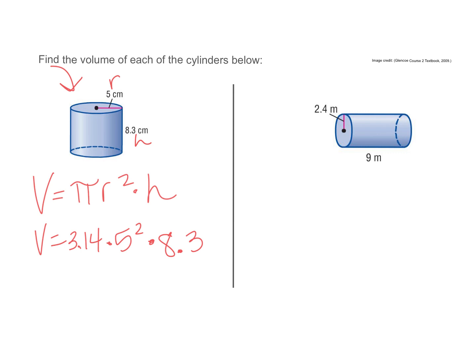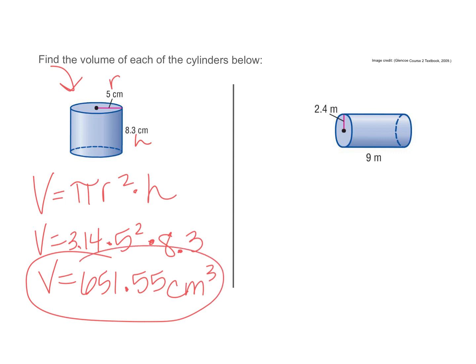3.14 times 5 squared. I would do times 5 and then do that x squared button, times 8.3. And you should get 651 55/100. We'll leave it as that, centimeters, and it's volume, so it's cubed. If you did not get that, then you need to re-put that into your calculator.